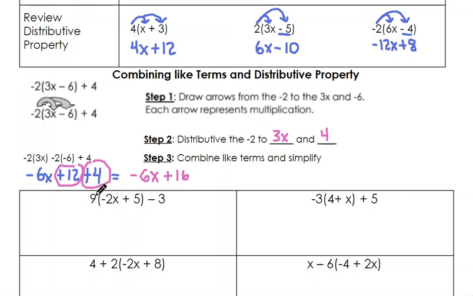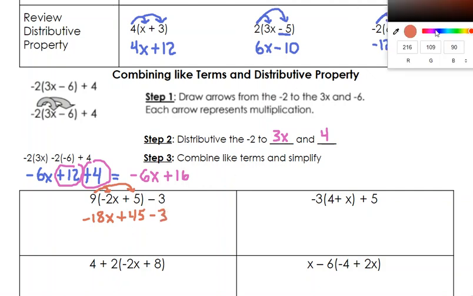So I have parentheses, I got to get rid of it. So I take the number touching the parentheses, and I'm going to multiply it to the stuff inside. 9 times -2 is -18, and that 2 had an x, so that x is going to stay with it. 9 times 5 is 45, so I'm going to write plus 45. And then I still have this -3, so I'm going to bring that down.